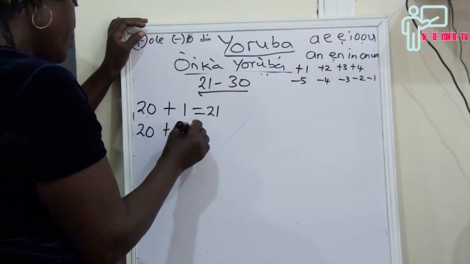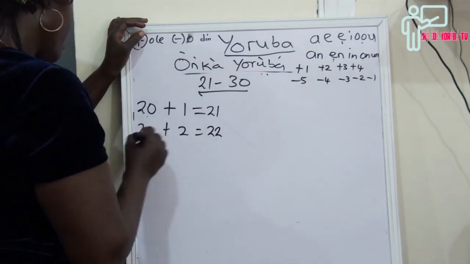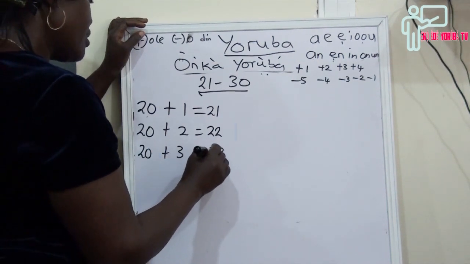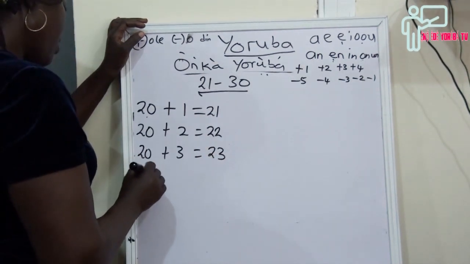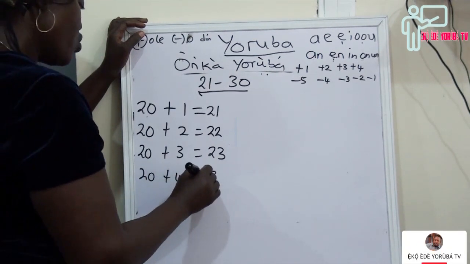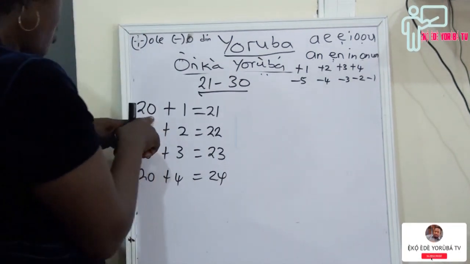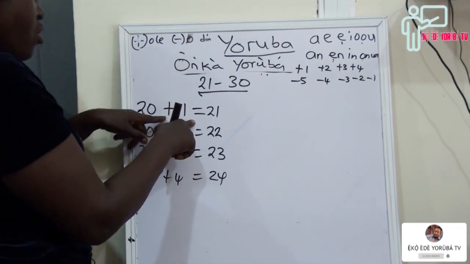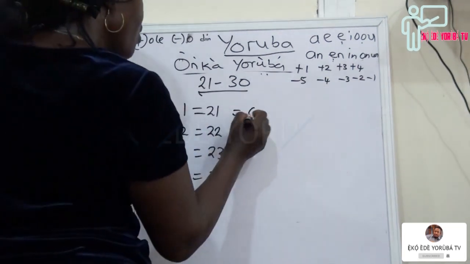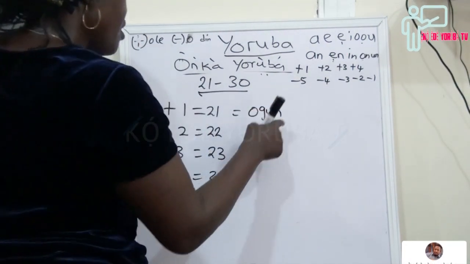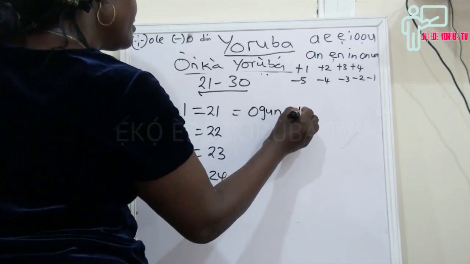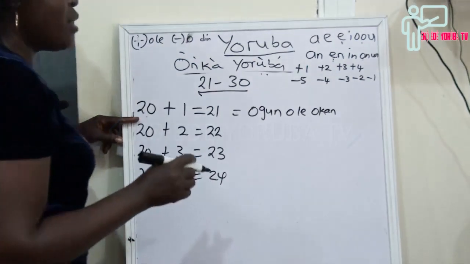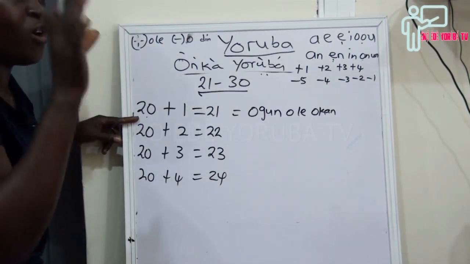20 plus 2 will give us 22. 20 plus 3 will give us 23. 20 plus 4 will give us 24. Now look at it. We call this one ogún plus ọ̀kan. Ogún ó lé ọ̀kan. It will now be ọ̀kànlélógún.